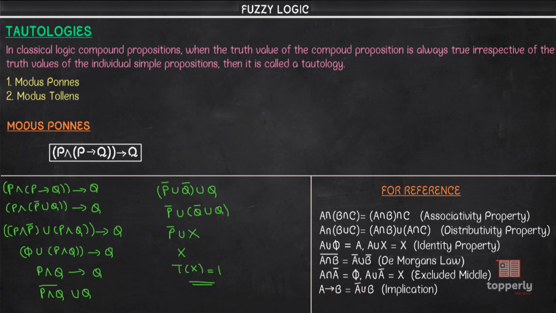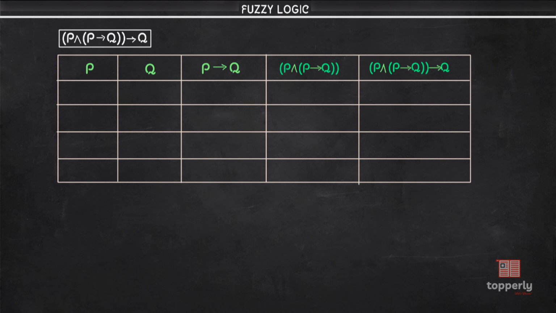To understand this proof better, let's consider the truth table so that we can prove Modus Ponens. Here we have P, Q, P implies Q, P conjunction P implies Q, and P conjunction P implies Q, the whole thing implies Q. So let's write this as true, true, false, false, true, false, true, and false.